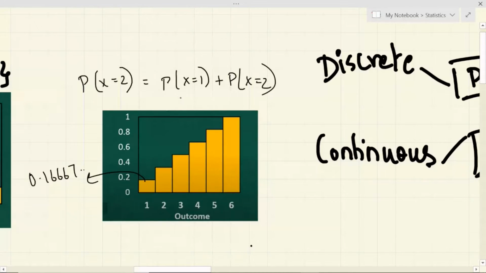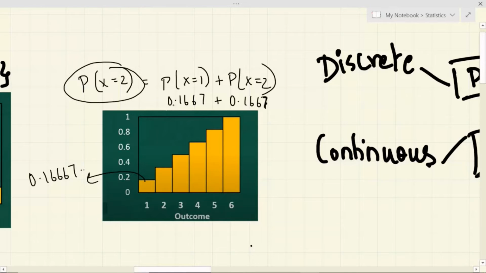We know that the probability of getting 1 is 0.1667, and this is also 0.1667. It's all the same. So the sum of these two values, which is going to be something like 0.3, is less than 0.4. This is going to be the value of the probability when x is equal to 2.